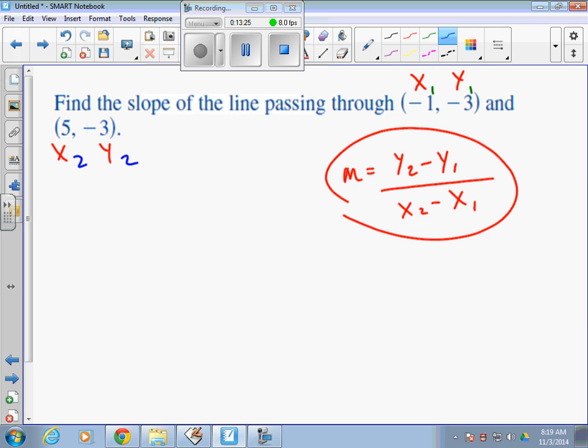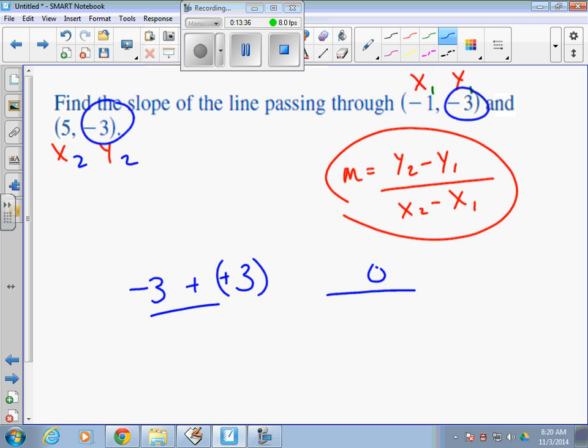Y sub 2 is the first one it asked for. That's this one. Negative 3 minus. Y sub 1 is this one. A negative 3 minus a negative 3. You don't even have to draw in the parentheses. You know that means plus a positive. So at the top of the fraction, it's going to be 0 over.